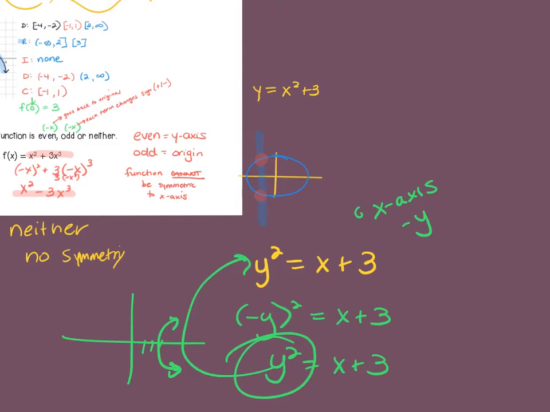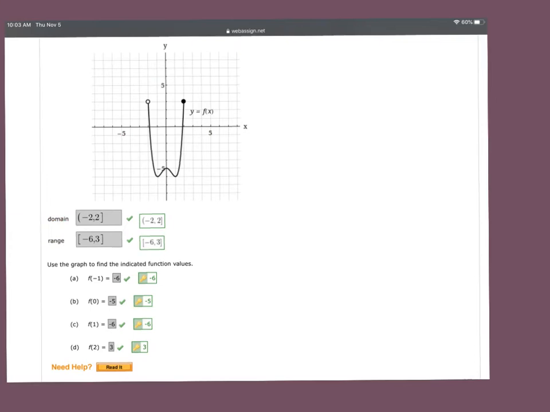Okay, like that. And that would fail your vertical line test, so it can't be a function. Does that make sense? Okay. This question came up about the homework.